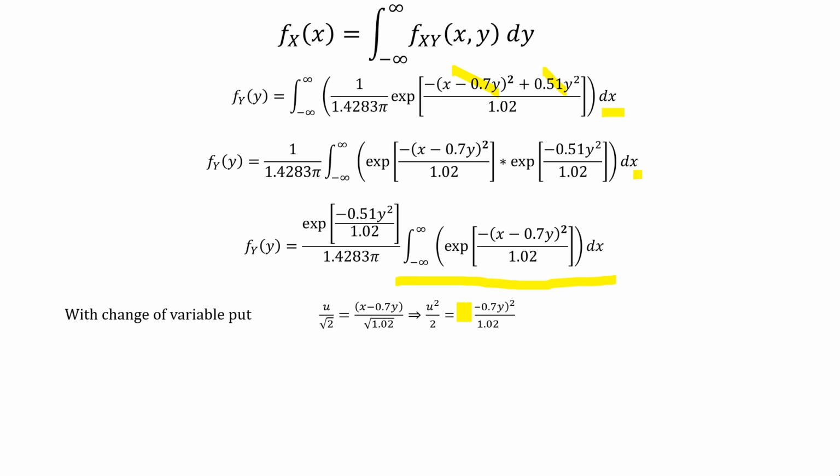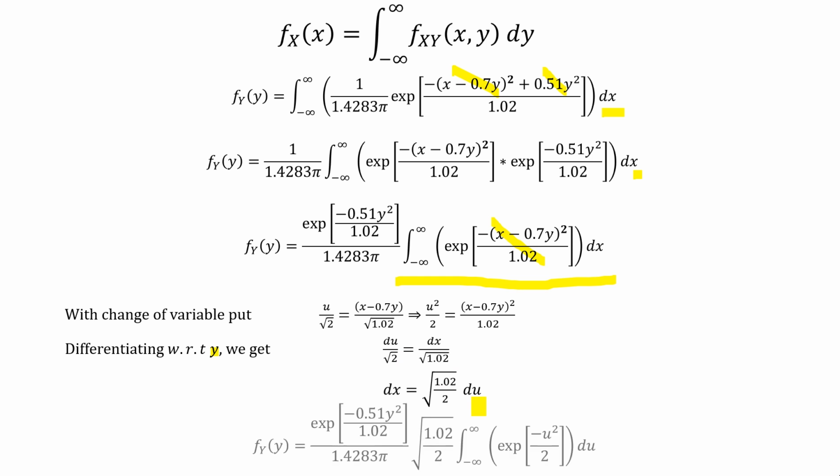Again make use of a change of variable. These all terms are replaced by u square by 2, and take square root on both sides, u by square root of 2, and differentiate with respect to x here, not with respect to y. It should be differentiated with respect to x. So du by root 2 equals dx divided by square root of 1 by 0.7 into y, which is a constant. Differentiation of that is 0. So as a result, dx is equal to under square root 1.02 by 2 into du. So finally, this complete expression can be replaced by dx, and these two terms are replaced by minus u square by 2.